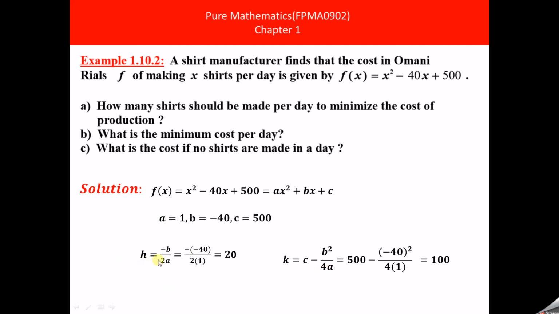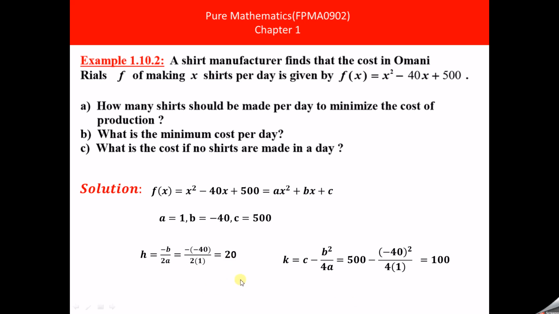H is given by the formula h equals minus b over 2a. That is minus b, where b is minus 40, over 2 times a, where a is 1. If you simplify, that gives 20. So h is 20, and k equals c minus b squared over 4a, where c is 500 minus b squared, so b is minus 40, whole squared, over 4 times a, which is 1. If you simplify this you will get 100. So h is 20 and k is 100.